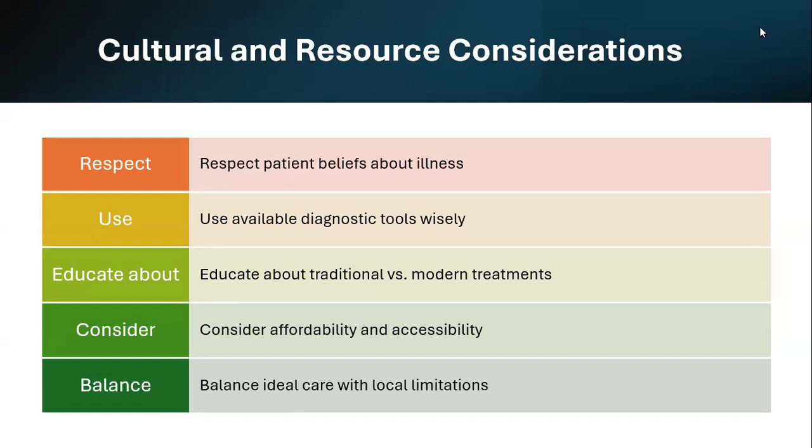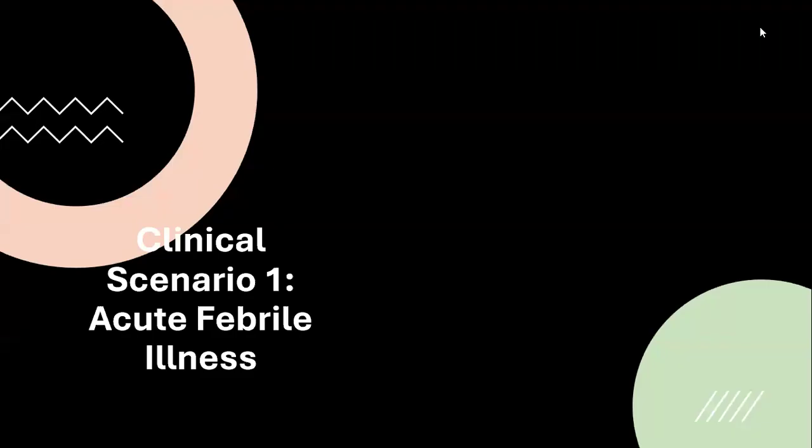And also sometimes, in general practice setting, you may not be able to give the ideal care. So you have to balance the ideal care with local limitations. So you may not be able to give the best of best when it comes to general practice setting anywhere in the world, right? So you have to consider all these things when it comes to management of acute illness. So let's take a scenario.